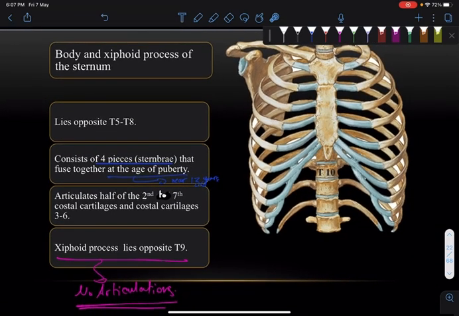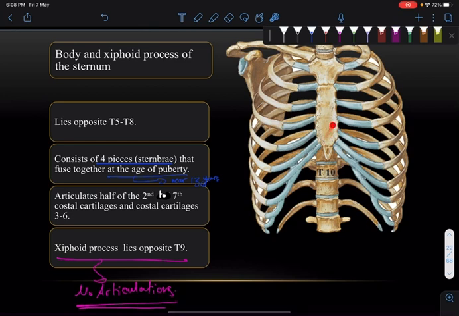Body and xiphoid process of the sternum هذول مربوطين ببعض so نعتبرهم كواحد lies opposite T5 to T9. هذا الsternal body lies opposite to T5 to T8 اللي هو thoracic 5 to thoracic 8. T5 6 7 8 هذا كلياته بيكون behind على vertebral column behind the sternum. The sternal body consists of four pieces.